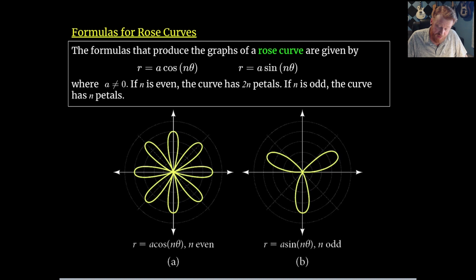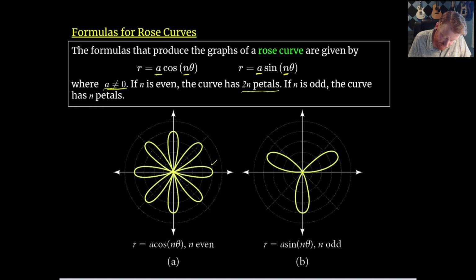So the formulas that produce these, now there's no addition or subtraction here for the value that is in front, or being added onto these cosine or sine functions. They still have some stretch to them, some coefficient in front. But now what we're looking at is some value of n being in front of the theta value. So we don't want a to be equal to 0, or else we just get 0, and that's not very interesting. But each one of these loops here is going to be called a petal. So if n is even, then the curve will have 2n petals.